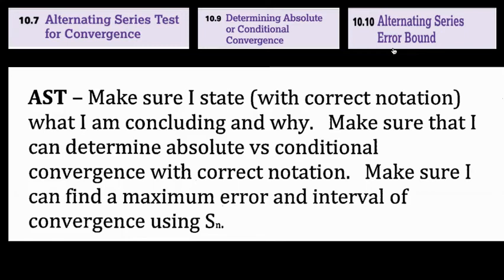Whereas if we were to do -1 to the n plus 1 times 1 over n squared, yes, that converges by the alternating series test because the limit goes to 0, but it doesn't need the alternator. So that would be called absolutely convergent. Then also make sure you know how to find that error, or find an interval of convergence, or basically a window in which you know the sum must reside. And remember, that was all about the absolute value of the first unused term.